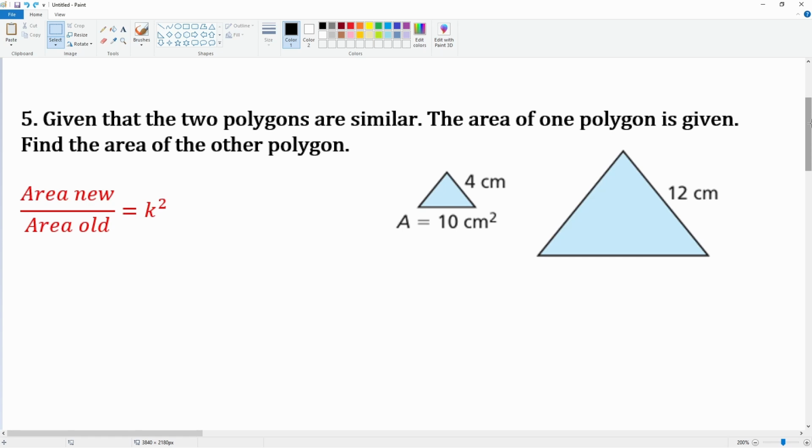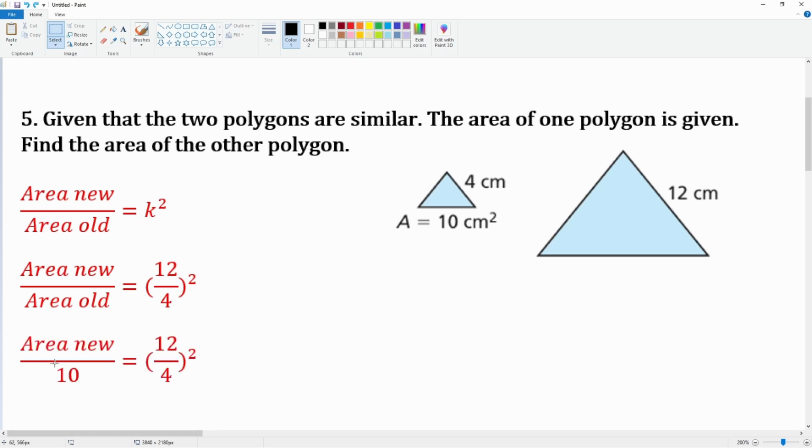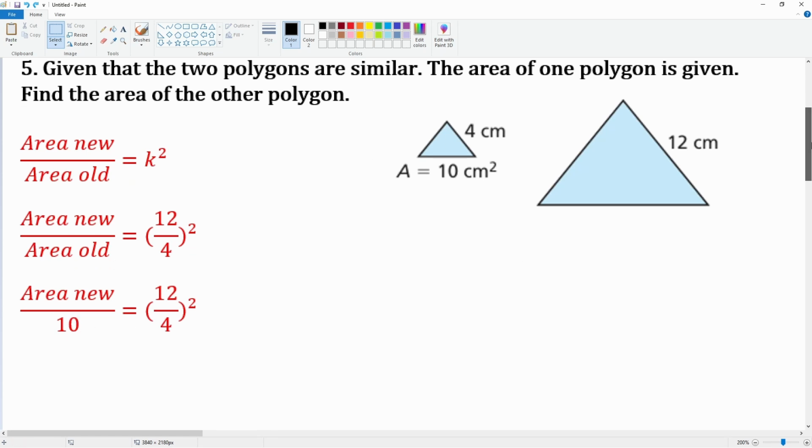We know certain things. We know that the k here goes from 4 to 12, right? The old one's on the left, the new one's on the right. So I do 12 over 4 squared. Don't forget that. Then we know that the old area is 10. That's why I substitute in the 10 for the old area.